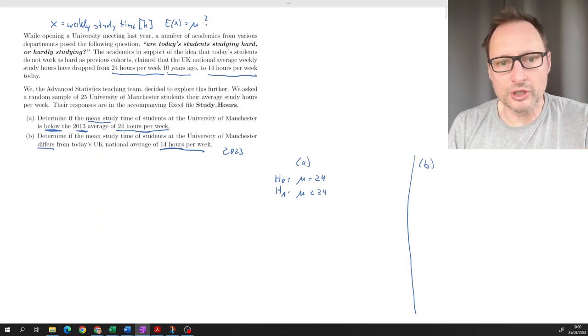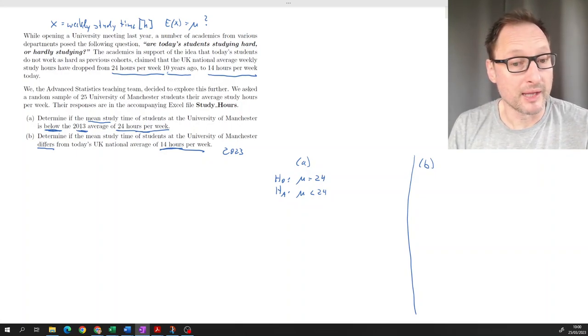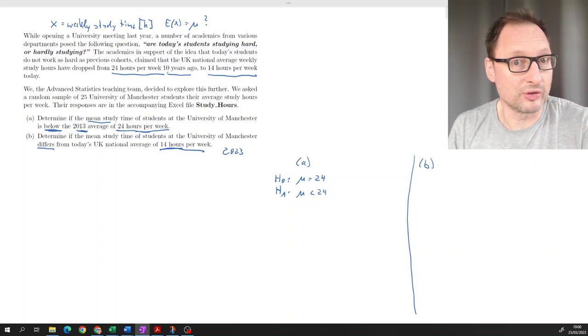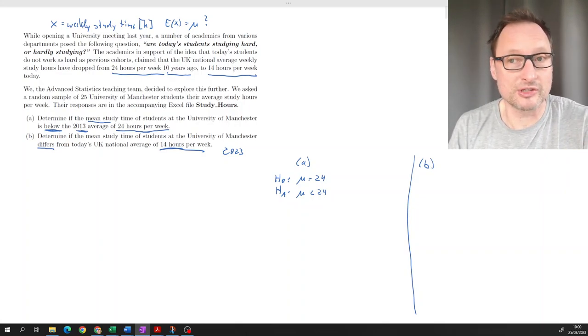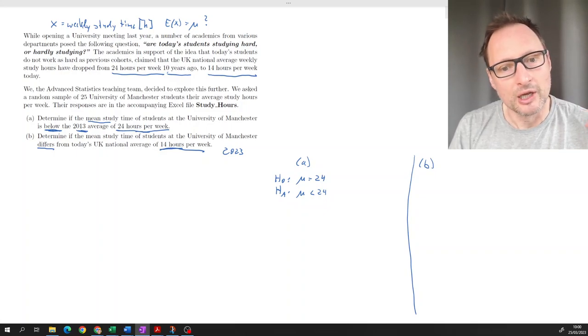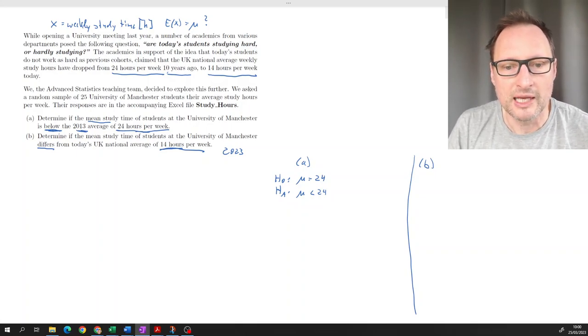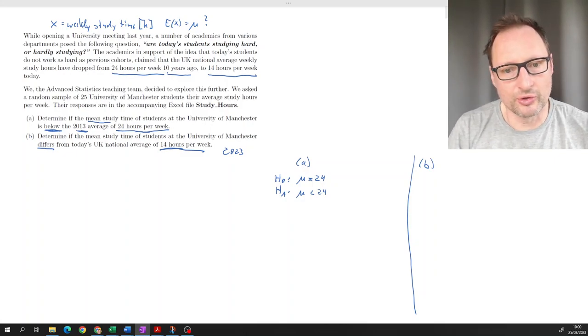Two things. If you want to show something, then that claim, what you potentially want to show, needs to go into the alternative hypothesis, because how hypothesis testing is set up is that the null hypothesis is sort of the default, and you stick with the default unless you have enough evidence against it. And if you want to show it, you have to put the evidence on the table. So you put that claim into the alternative hypothesis. And also in the null hypothesis, we will always have the equal sign, and why that is, we'll see in a moment. So that's the hypothesis for part A.